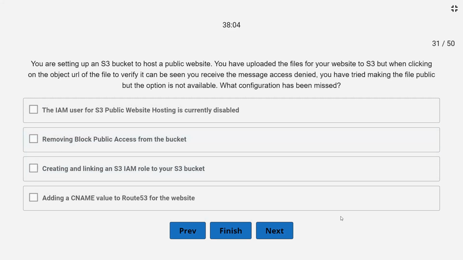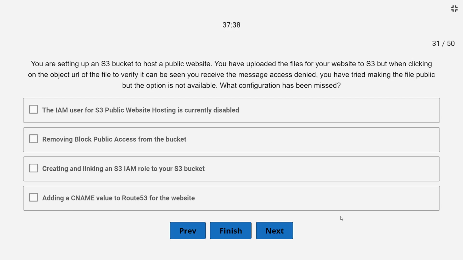Next. You are setting up an S3 bucket to host a public website. You have uploaded the files for your website to S3, but when clicking on the object URL of the file to verify if it can be seen, you receive the message access denied. You have tried making the file public, but the option is not available. What configuration has been missed?